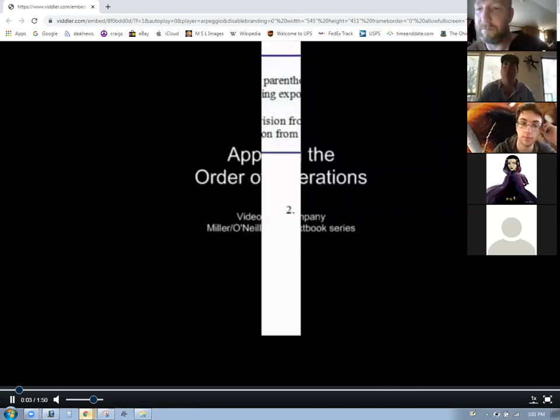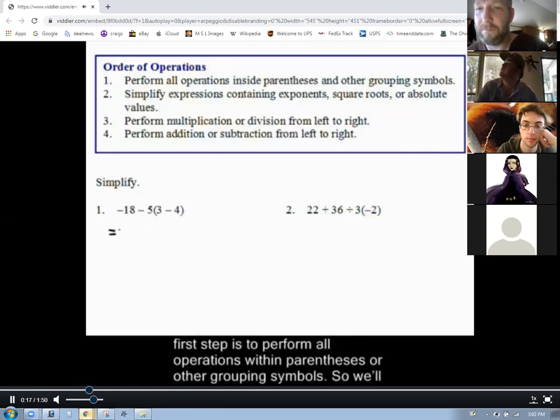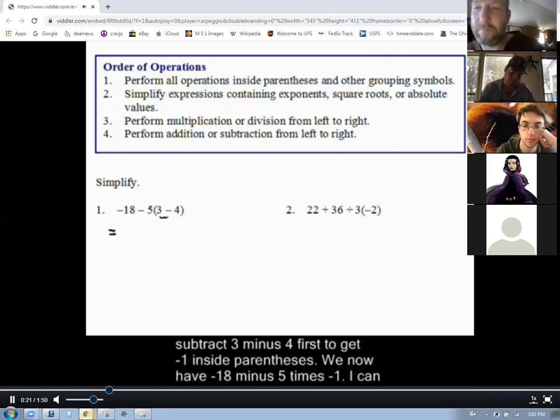In this section, we revisit the order of operations. The first example is -18 minus 5 times the quantity 3 minus 4. The first step is to do all operations within parentheses or other grouping symbols. So we'll subtract 3 minus 4 first to get -1 inside parentheses. We now have -18 minus 5 times -1.